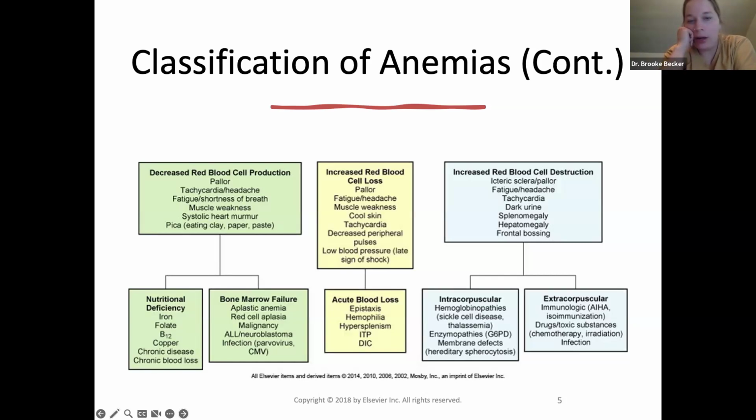Intracorpuscular is going to be your hemoglobinopathies. So beta thalassemia, sickle cell disease, G6PD, or hereditary spherocytosis. So membrane defects of the red blood cell that then flag them to be destroyed by your immune system.